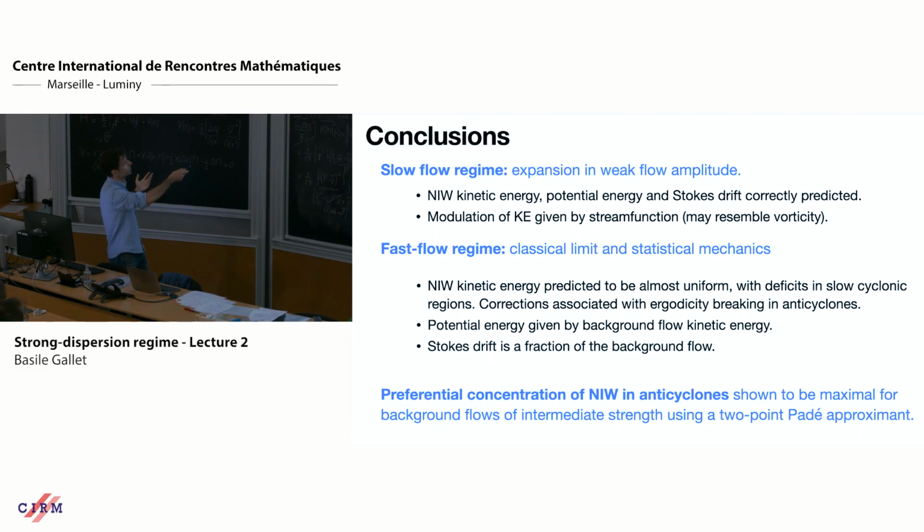So two expansions: a standard expansion in weak flow amplitude, kind of similar to the standard quantum mechanics weak potential expansion. And then the fast flow regime, where it's the classical limit, and I think we can use statistical mechanics to make quantitative predictions. It was pretty good for sigma, at least, and for the spatial distributions. And that gives us a way to explain preferential concentration in anticyclones only for intermediate values of gamma.